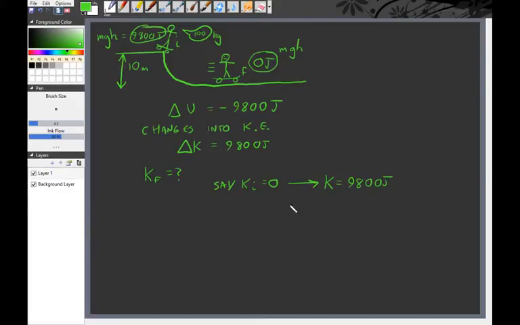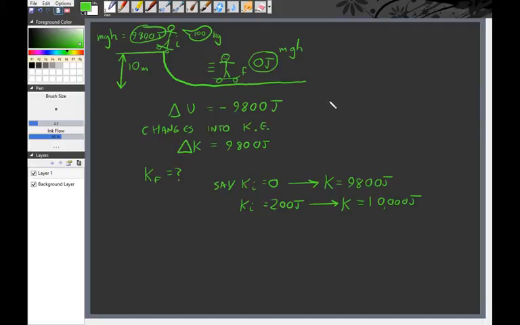Pretty straightforward. What if his initial kinetic energy was, let's say he was moving a very small amount. Let's say it was 200 joules at the top. Well, we just add the 9800 to that, and now his kinetic energy at the bottom is going to be higher, of course, because he started out with kinetic energy. So at the bottom it's going to be 10,000 joules, okay? And so on. No matter what it is at the top, it's going to be 9800 joules more at the bottom. So in other words, he goes down this quarter pipe, he's going to be going faster.